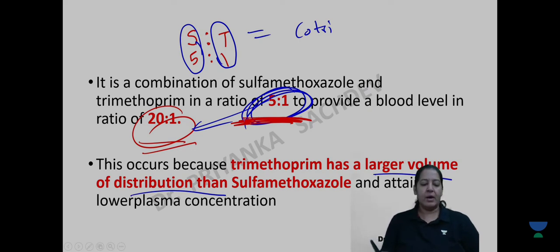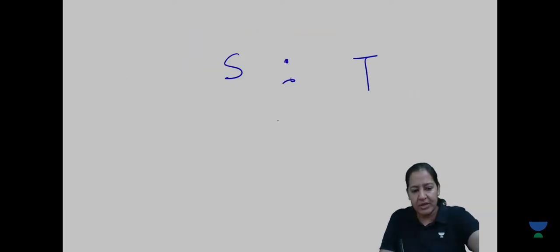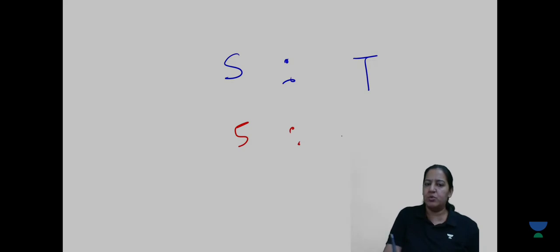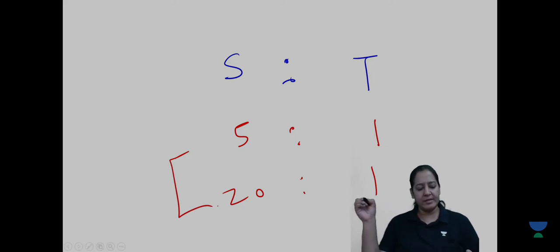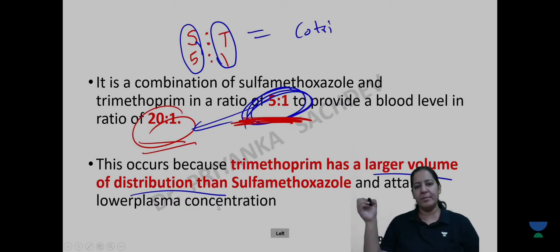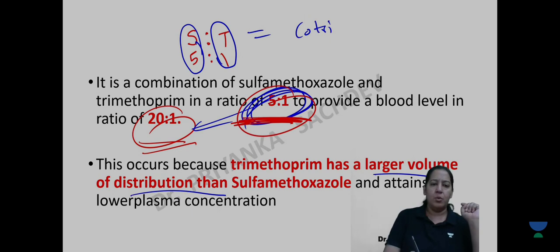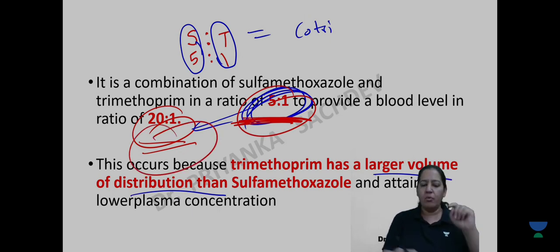Give me a thumbs up. So what is the ratio in which sulfonamide and trimethoprim are mixed? The answer: we take them in 5 is to 1, but after going in the blood, it becomes 20 is to 1. So the two answers are in front of you. What is the relevance of 5 is to 1? What is the relevance of 20 is to 1? Right. So why is it happening?